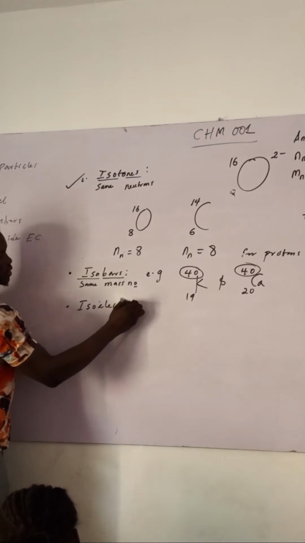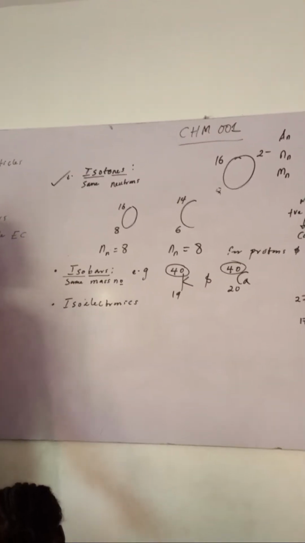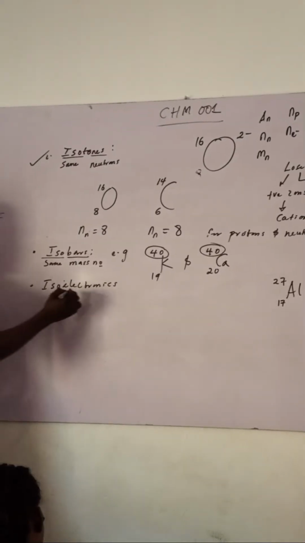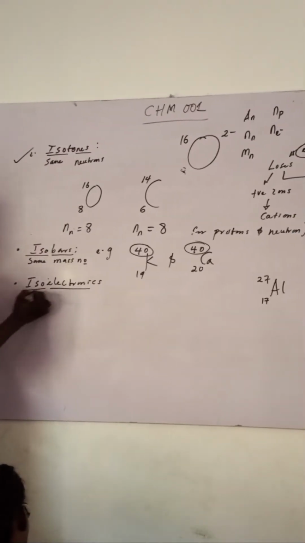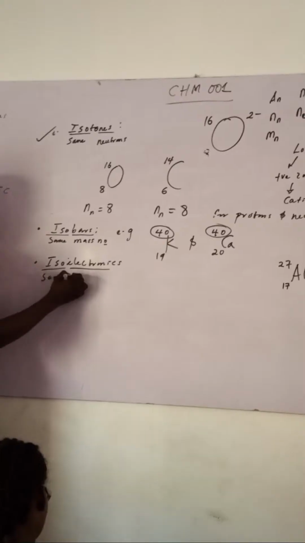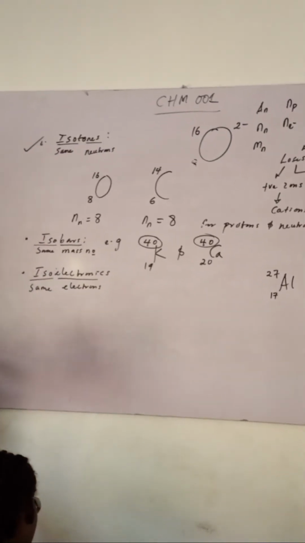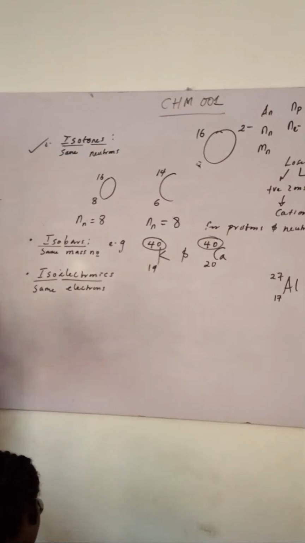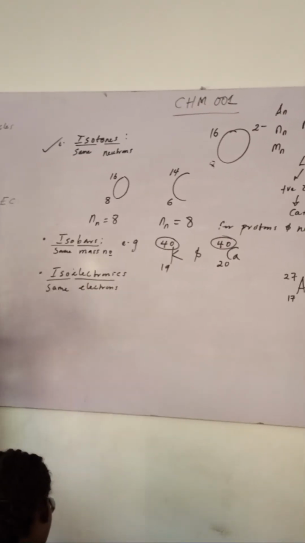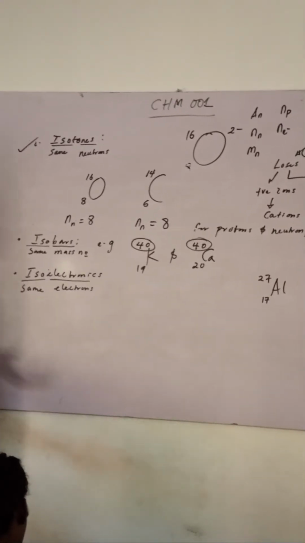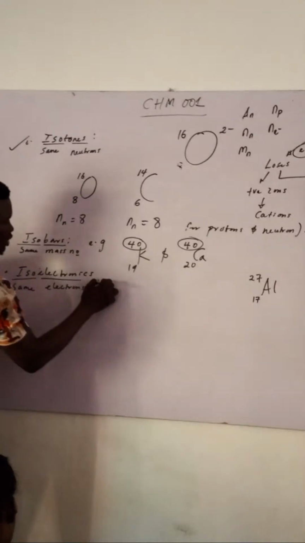Next one. Isoelectronic. The word isoelectronic means they have the same number of electrons, from the word iso, same, and electrons. That is what isoelectronic means. So they are nuclides or atoms, or ions, with the same number of electrons. Can we move on? Yes.